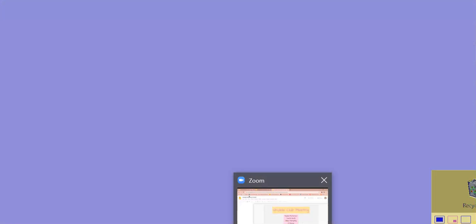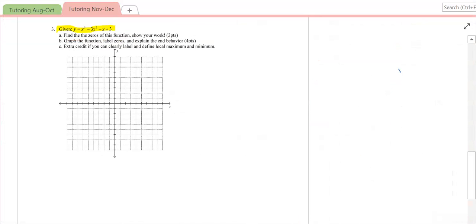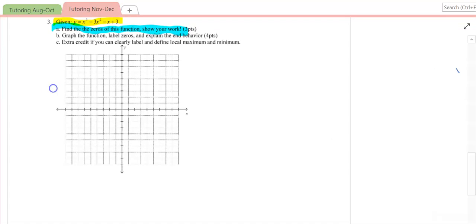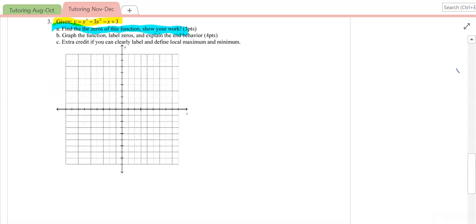We need to show, where did that go? We need to show algebraically how to find the zeros because it's asking us to show our work, and we can't just say we graphed it on Desmos and then we copied the graph. Instead, I'm going to pick one of those zeros from Desmos.